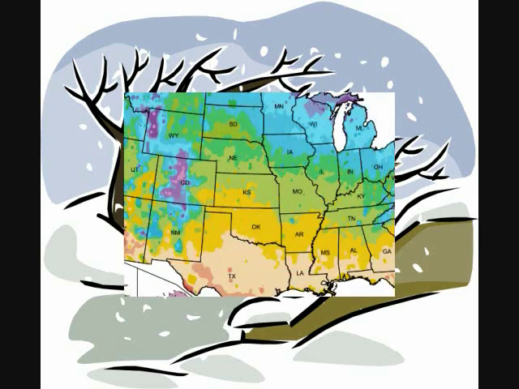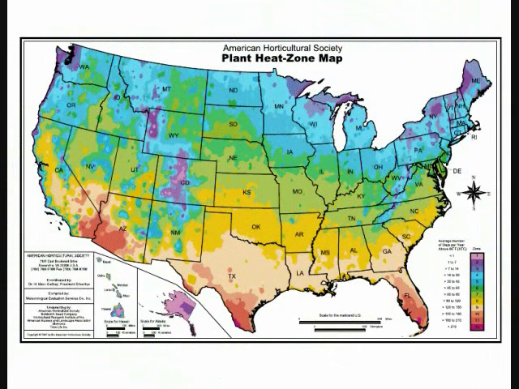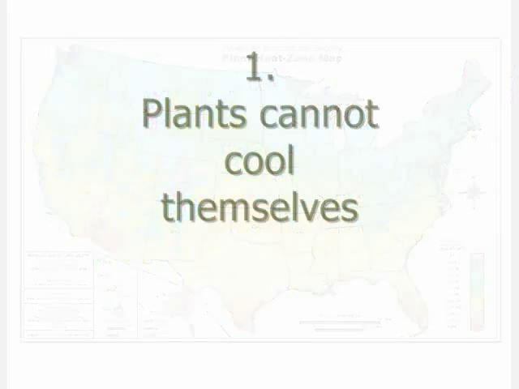Now, the American Horticultural Society has a heat map, and this tells us how many days during the year temperatures reach 86 degrees or more. And this is important to know because above 86 degrees, a few things start to happen to your plants.